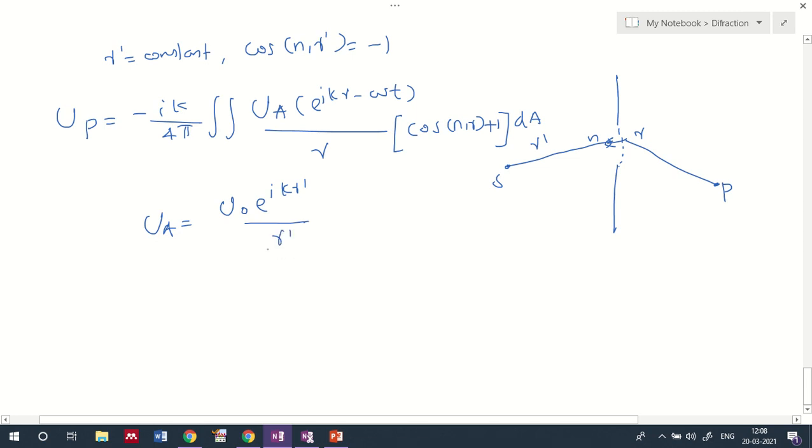Okay, so this equation gives a simple interpretation of diffraction. UA is the complex amplitude of the incident primary wave at the aperture.